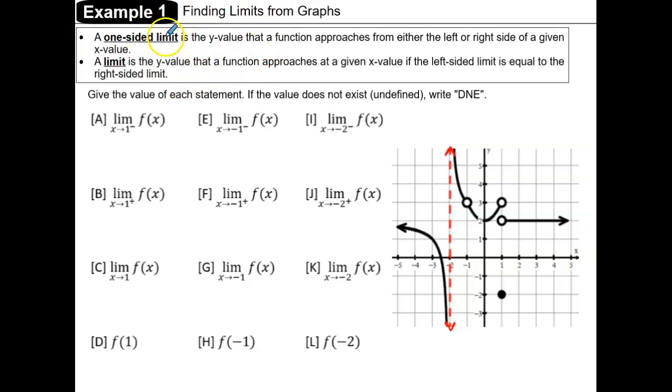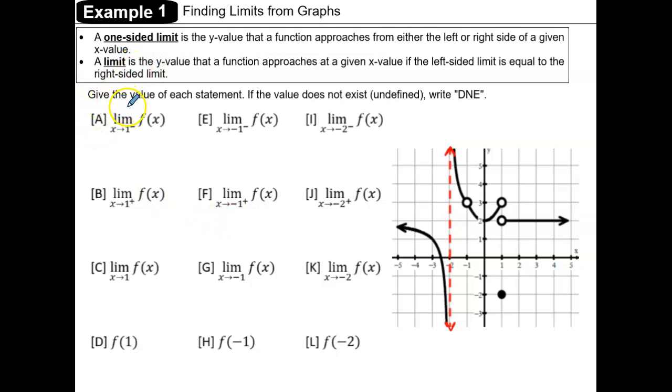Okay, so that's what is summarized for us up at the top here in example 1 in the notes. A one-sided limit is the y value that a function approaches from either the left side or from the right side of a given x value. Right? It's coming from one direction or the other direction, not both directions. That's a one-sided limit. Okay, a limit in general is the y value that a function approaches at a given x value if both the left-sided limit and the right-sided limits are equal, right? They have to be coming to the same value, then you have a limit with no side restrictions on it.